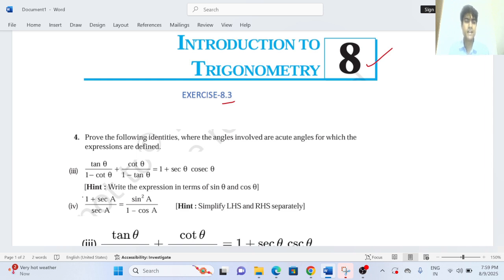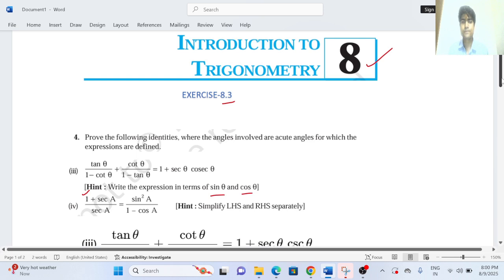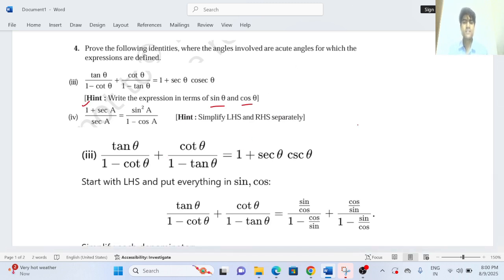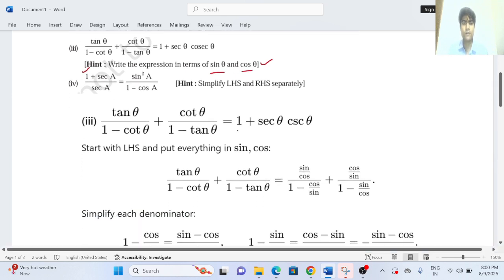They are providing us a hint, and the hint is that we have to convert the expression given on the left hand side into sine and cos. Okay, let's move. We have both sides, left hand side and right hand side, so we can take the approach of making the left hand side equivalent to the right hand side. As the question has given us a hint, we will convert tan and cot in terms of sine and cos. So let's see what we have to do first.